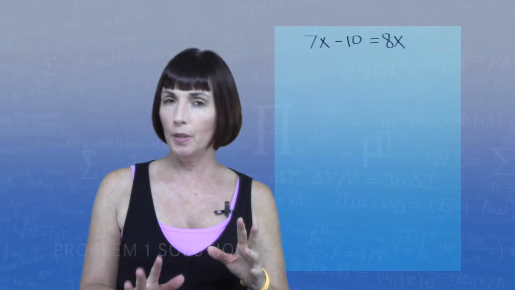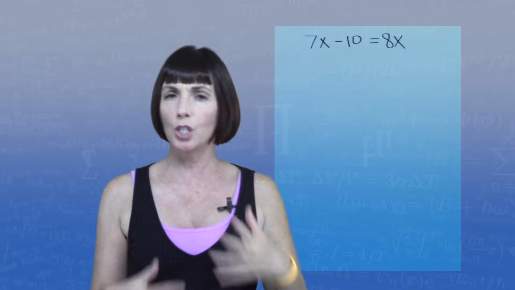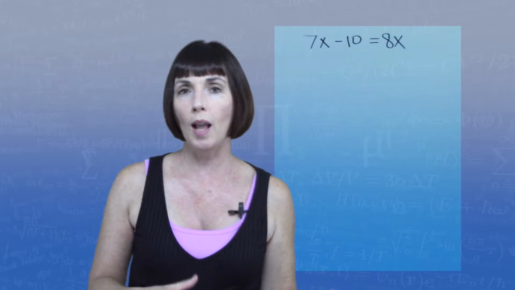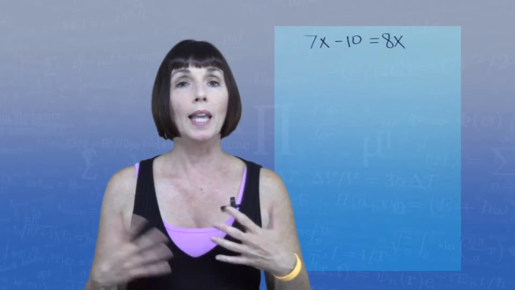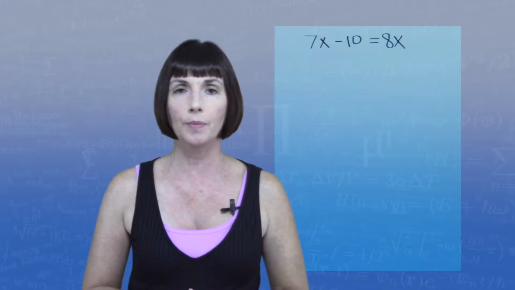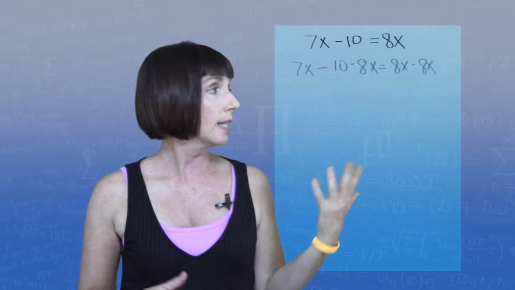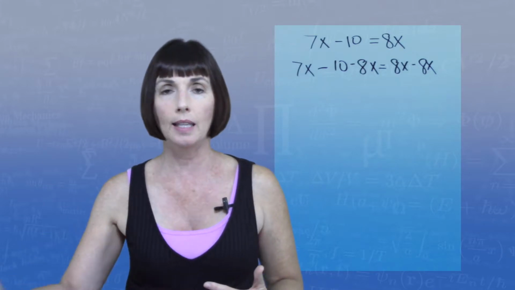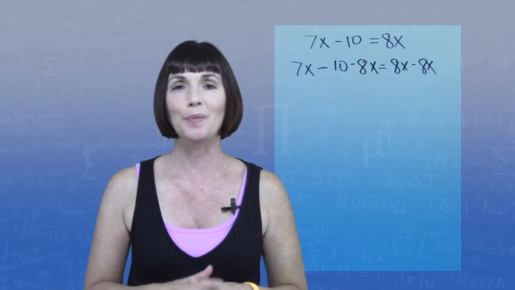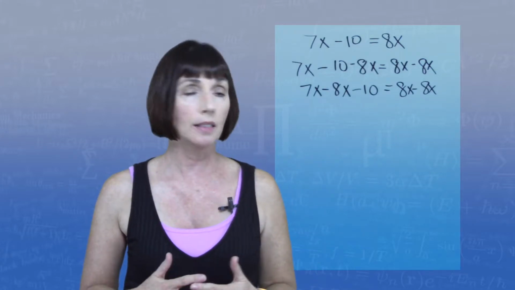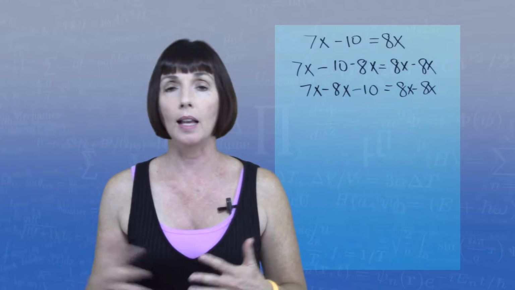Okay, so there's a couple of ways to approach this, but let's just do what we've been doing, which is to move that variable term on the right over to the left. So we have 8x on the right, so let's subtract 8x from both sides of this equation. On the left, we get 7x minus 10 minus 8x equals 8x minus 8x. Let's rearrange a little bit. On the left, we have 7x minus 8x minus 10 equals 8x minus 8x.